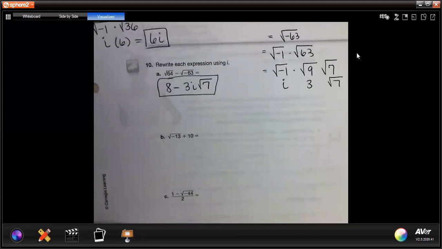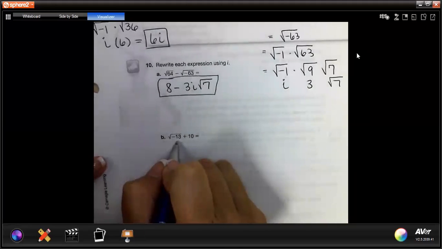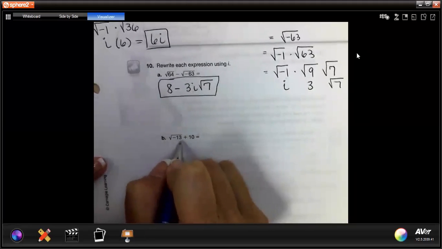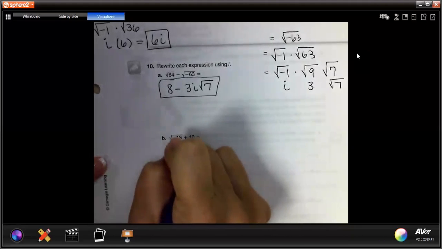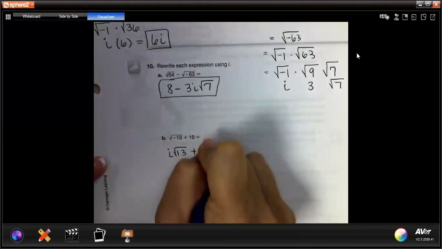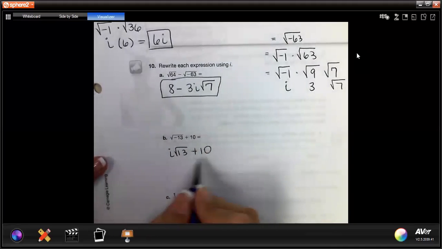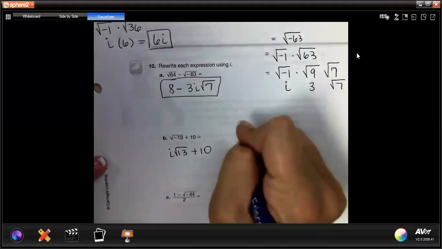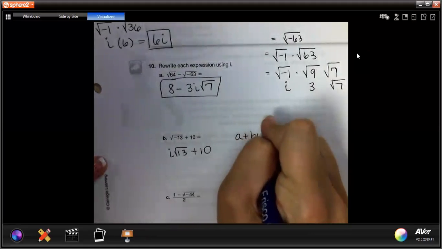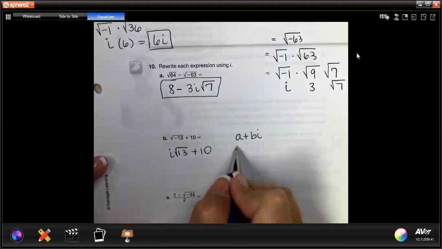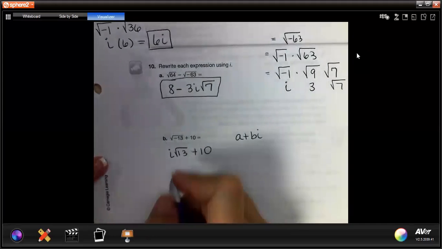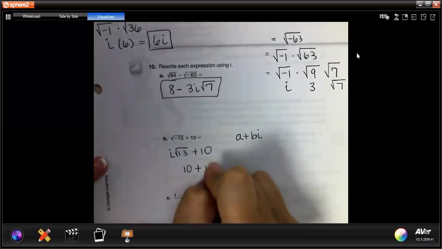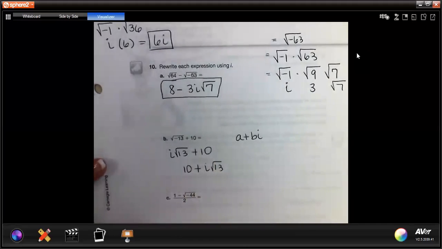All right, so here is another one. The square root of -13, well, there's no perfect square that goes into that. So the only thing I can simplify that to be would be i root 13 plus 10. They are not like terms, so I cannot add them. But we usually write imaginary numbers in the format of a plus bi. So your real number plus your imaginary number. So we get 10 plus i root 13.